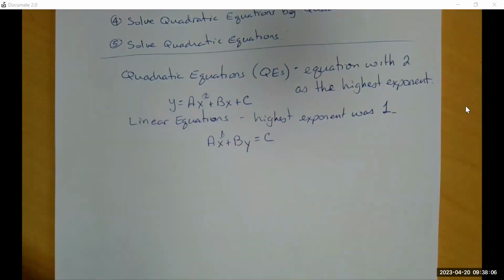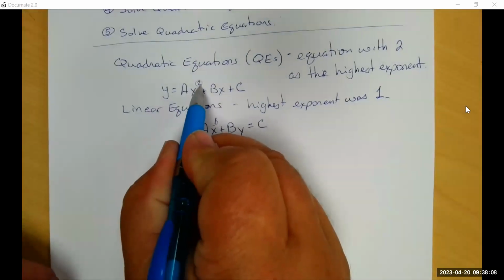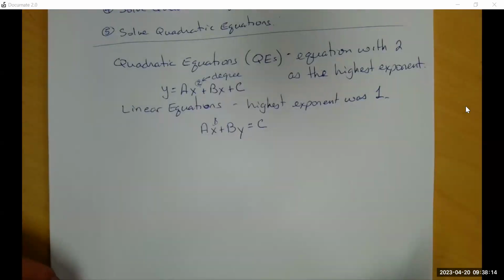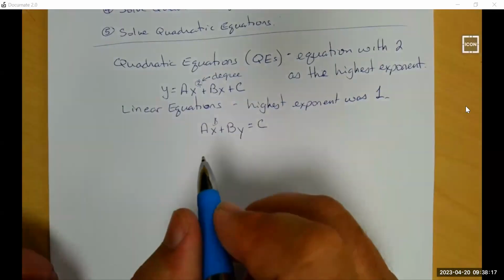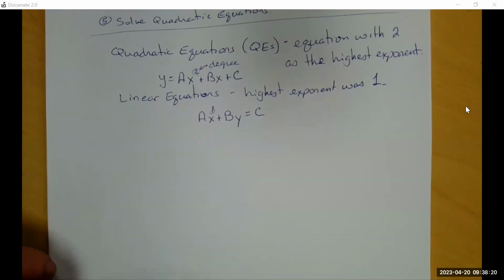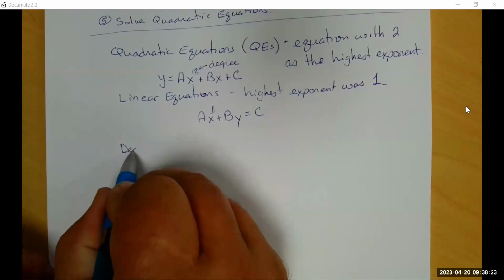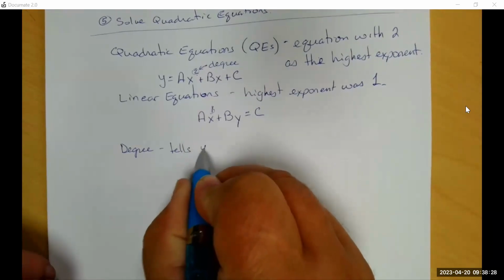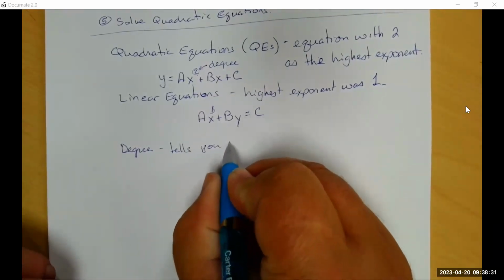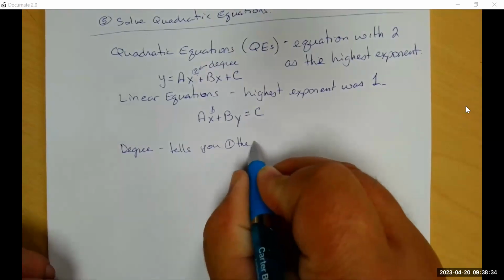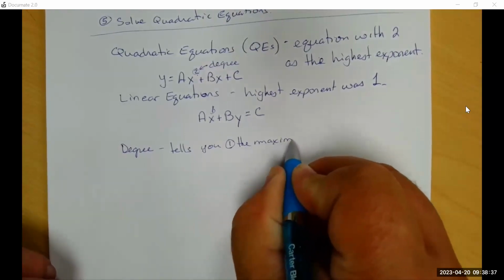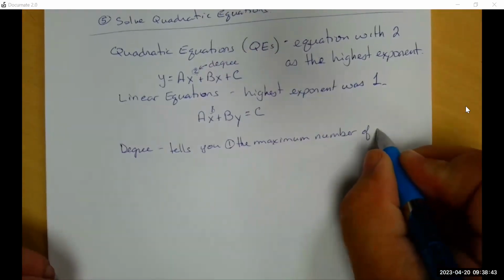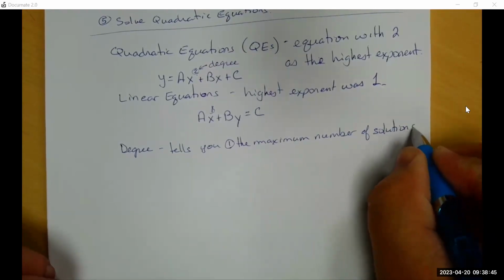Now, in algebra, if you ever take that class, you'll see that the highest exponent, we call that the degree of the equation. The degree of the equation tells you the maximum number of solutions possible.